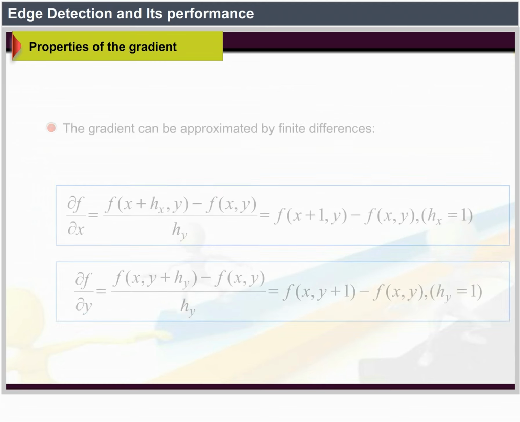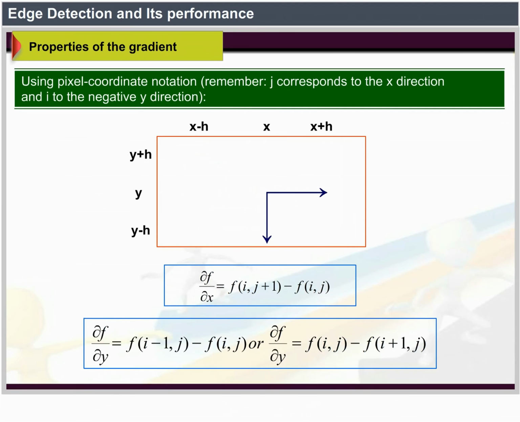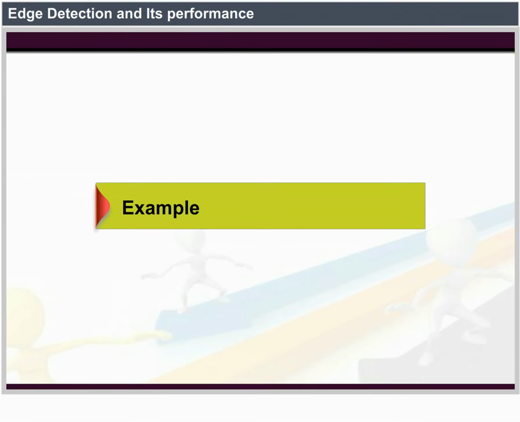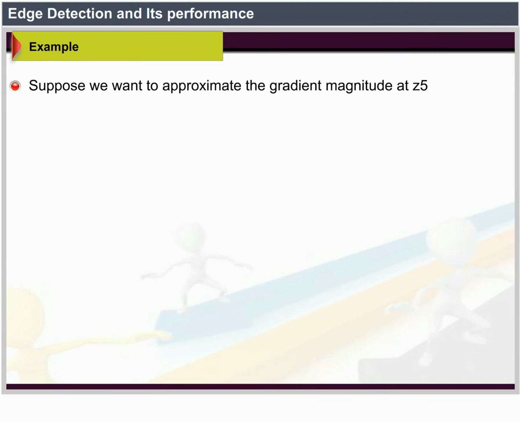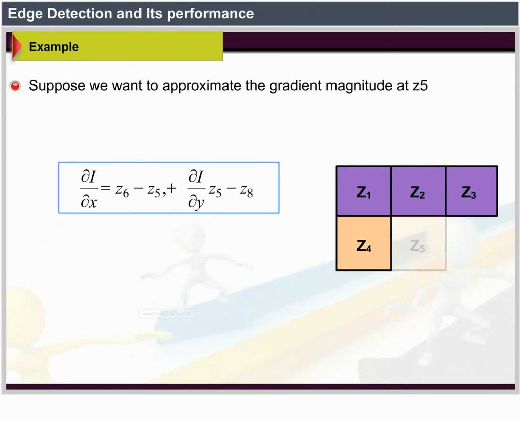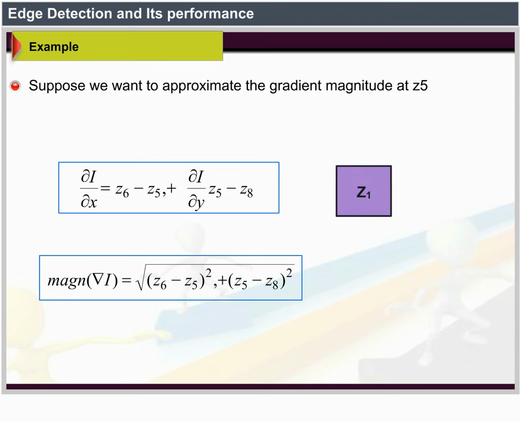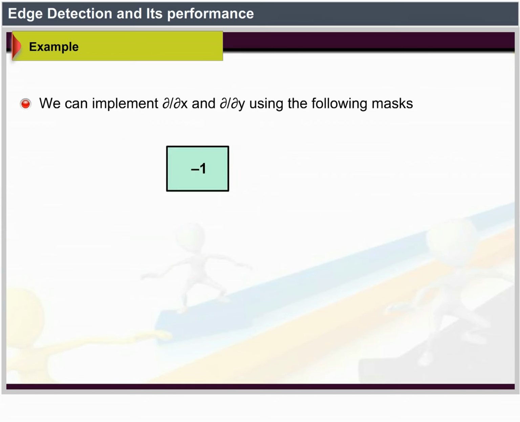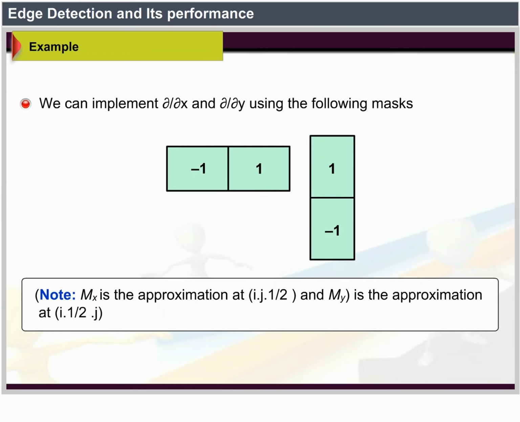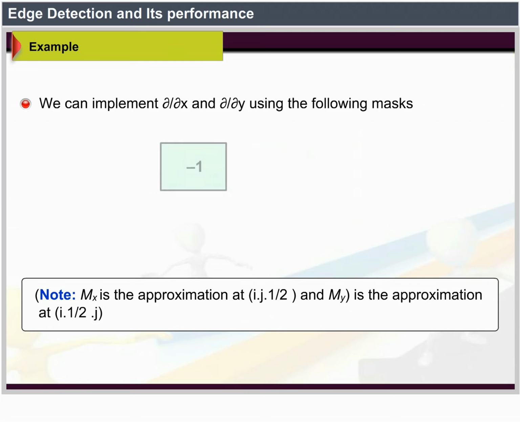Using pixel coordinate notation, remember j corresponds to the x direction and i to the negative y direction. Example: suppose we want to approximate the gradient magnitude at z5. The magnitude is given by the equation shown. We can implement dou I by dou X and dou I by dou Y by using the following masks: -1, 1, 1, -1.